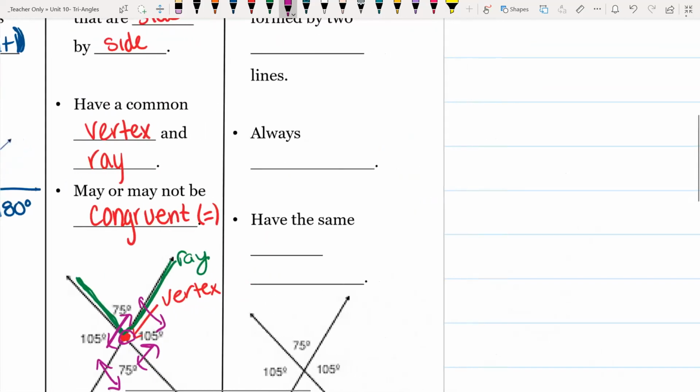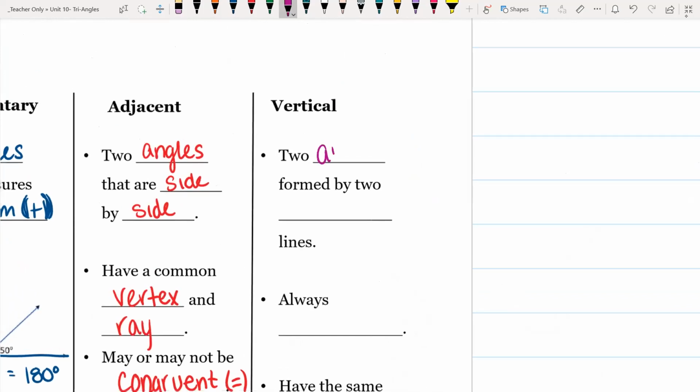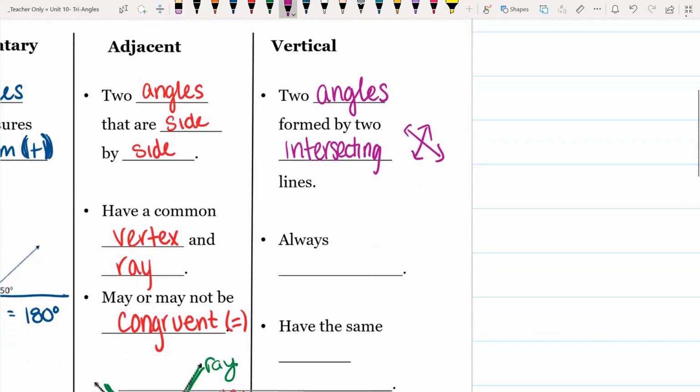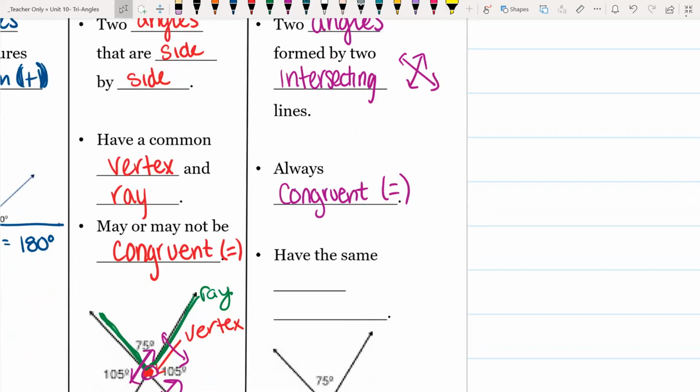Okay, so let's talk about the last one then. So the last one are vertical. So there are two angles formed by two intersecting lines. So intersecting is when they cross, right? Just like we just saw. They're always congruent, which means that they're always equal to each other. Which, if they're congruent, that means they have the same angle measures.